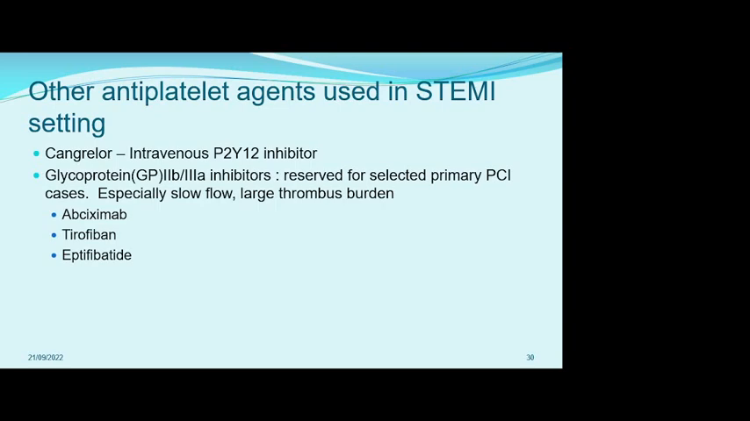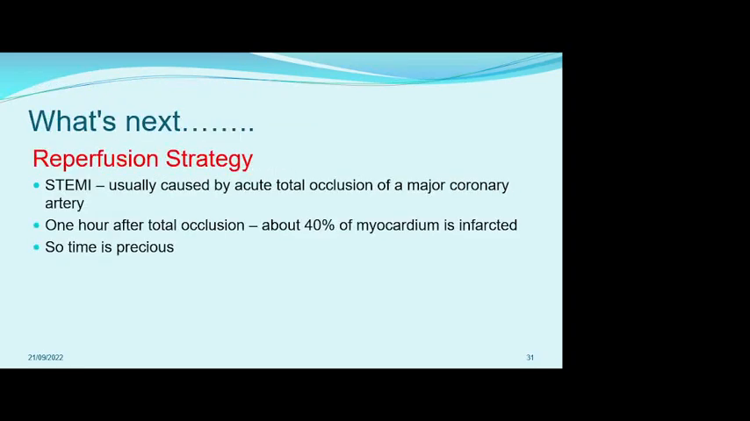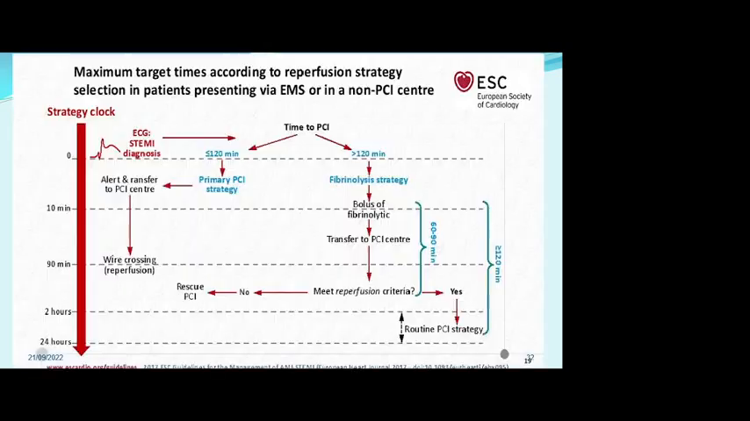Cangrelor is an intravenous antiplatelet. And glycoprotein 2B 3A inhibitors you can give intravenously. They are reserved especially for cardiac interventions, not for thrombolysis: abciximab, tirofiban, and eptifibatide. And what is the next step? That is reperfusion. STEMI is usually caused by total occlusion of a major coronary artery. One hour after total occlusion, about 40% of the myocardium will die. So time is precious in this situation.